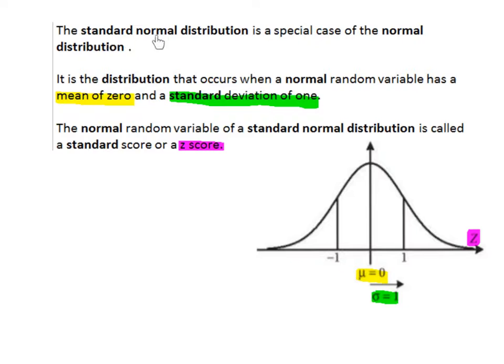So the standard normal distribution is a special case of the normal distribution. It is the distribution that occurs when a normal random variable has a mean of 0 and a standard deviation of 1. The normal random variable, in a standard normal distribution, is called a standard score or a z-score.